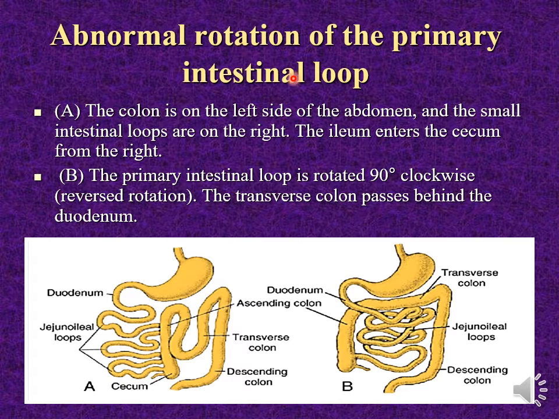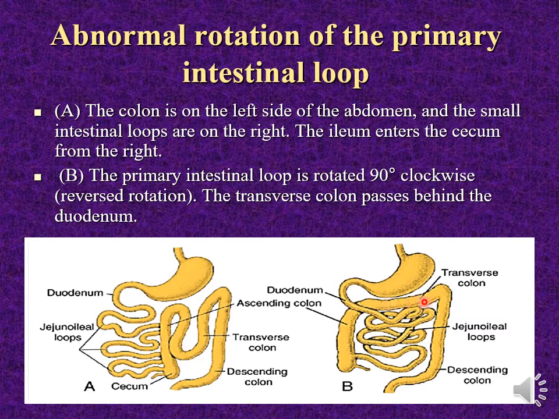Abnormal rotation of the primary intestinal loop. The colon is on the left side, as you can see in this figure, and the small intestine loops are on the right. The ileum enters the cecum from the right. In figure B, the primary intestinal loop is rotated 90 degrees clockwise. Reversed rotation: the transverse colon passes behind the duodenum.